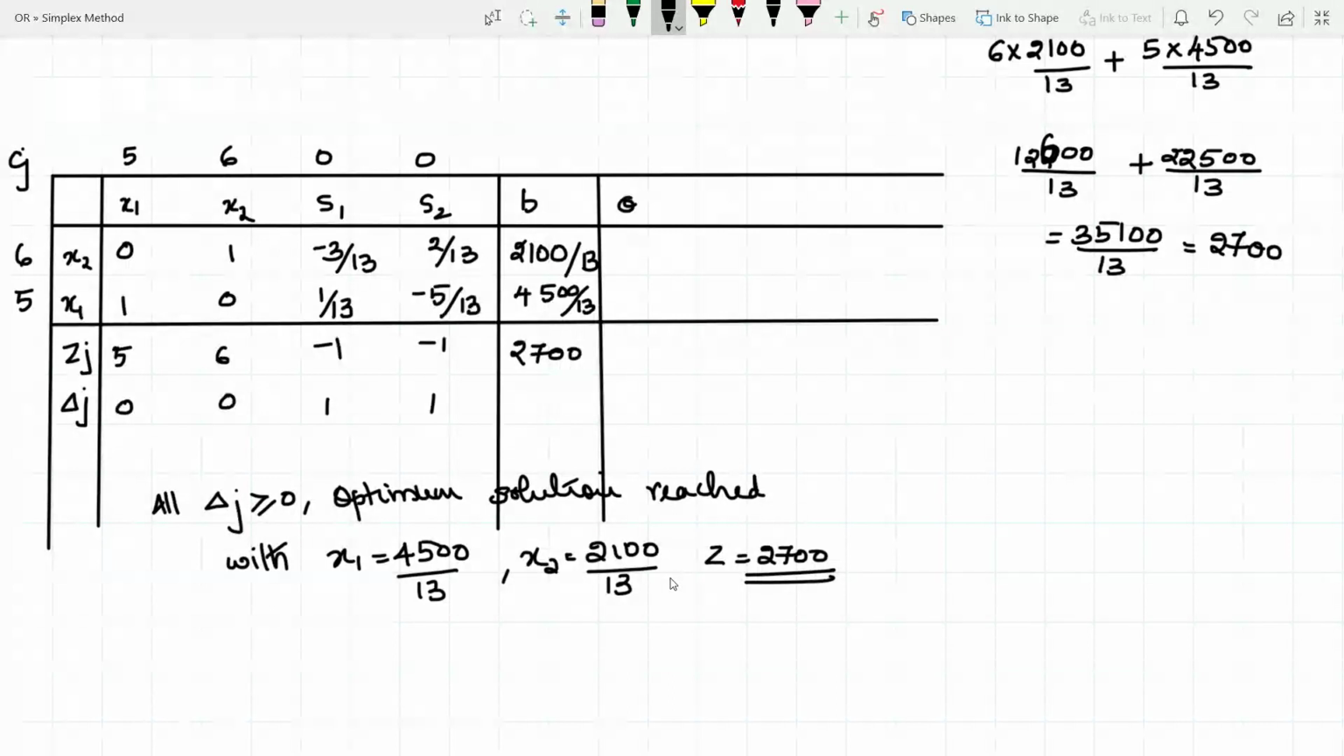In the big M method, it is just simple, but you have that M value here because of the artificial variables. Artificial variables finally get removed, but in some cases artificial variables may still remain in the basis. Then our answer is not proper. That we will see later.